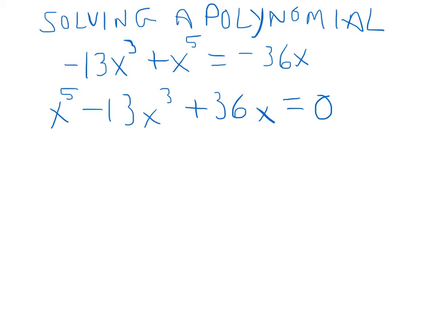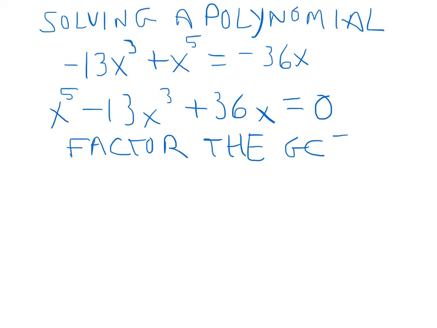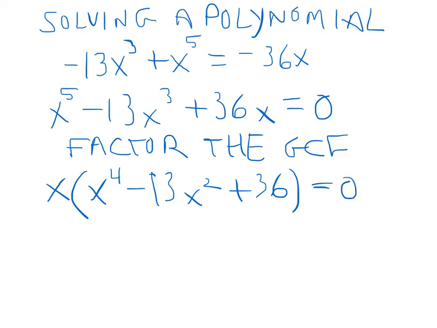So next thing we'll do is factor out the GCF. This is huge and you should make a note of it. Whenever you're factoring a polynomial, always factor out the GCF first. Always. Factor the GCF first. So let's do it. We take out, in this case, just x, and we get x times x to the fourth minus 13x squared plus 36, and that equals 0.